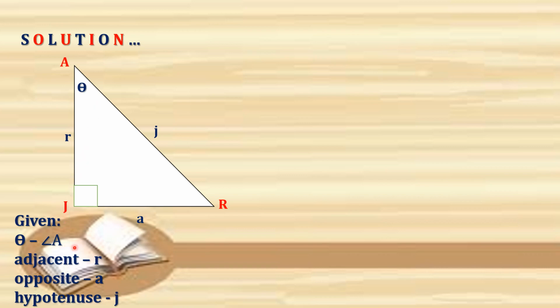Remember that our angle theta is the unknown angle, and in our given, that is angle A. So what is the adjacent side? When we say adjacent side, that is the next side after the given angle or the unknown angle. If this is the unknown angle, the side next to it is side R. That's why we have R here. And the opposite side of our angle theta is side A. And the hypotenuse, which is the longest side, is considered as J.